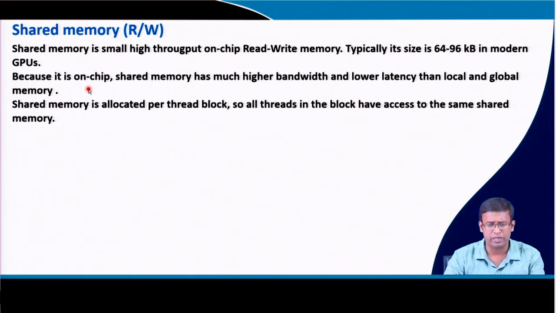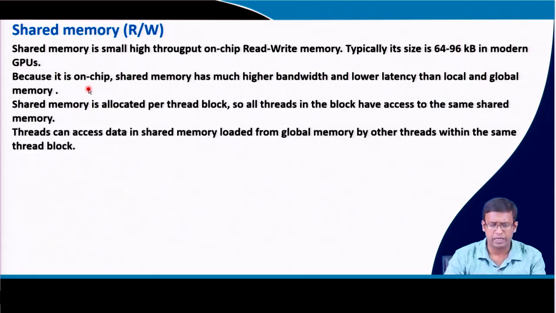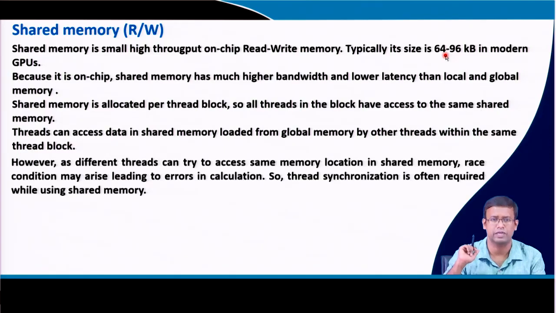Shared memory is allocated per thread block, so all threads in the block have access to the same shared memory. Threads can access shared memory loaded from global memory by other threads within the same thread block. Once it is loaded, it resides there till the block is active and the threads can operate on it. In many cases we get optimized performance if we use shared memory, but its size is small, the maximum being 96 kilobytes, so the total memory requirement also has to be reduced for this activity.